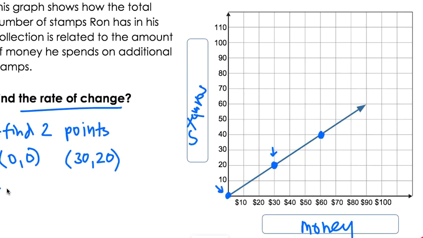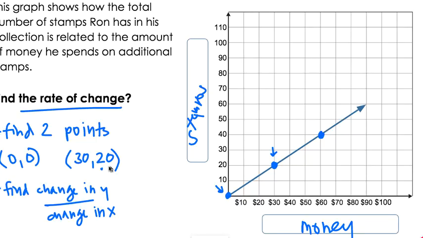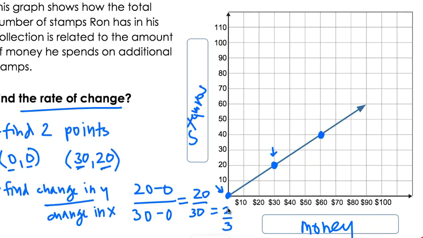And then we're going to use the formula. So then I'm going to find the change in y over change in x. So I start with my second y minus my first y and put it over my second x minus my first x. I get 20 over 30, which means 20 stamps every $30. Okay. I could even simplify that down to 2/3. 2 stamps for every $3. Now, it is a straight line, so I know it's linear. I don't have to check any other points.